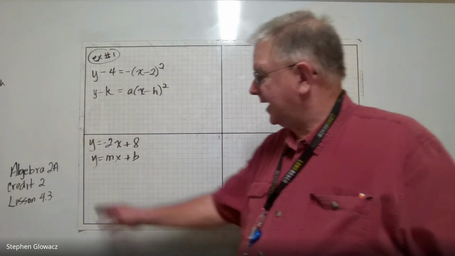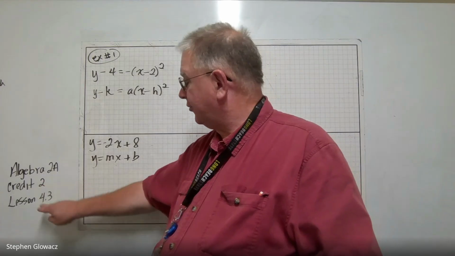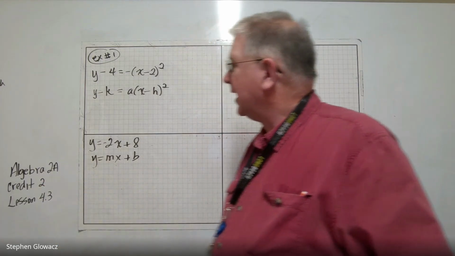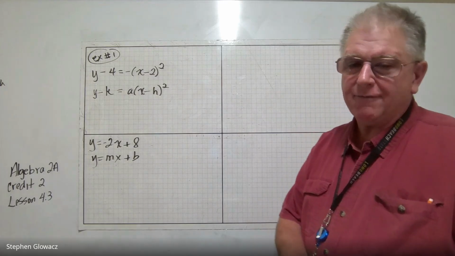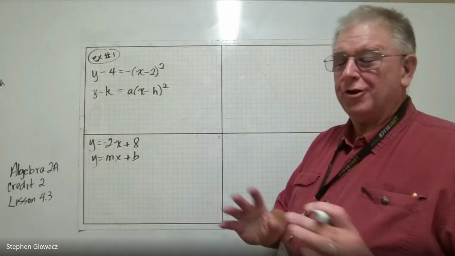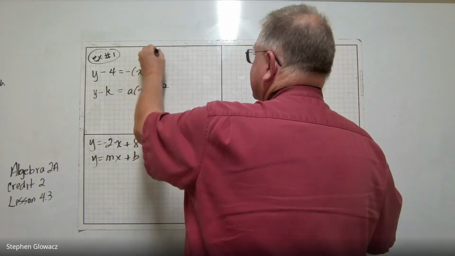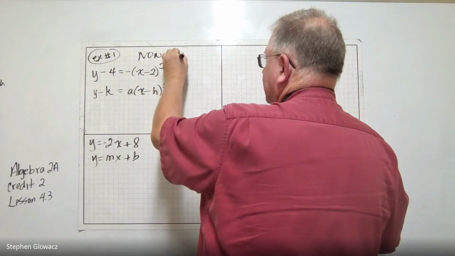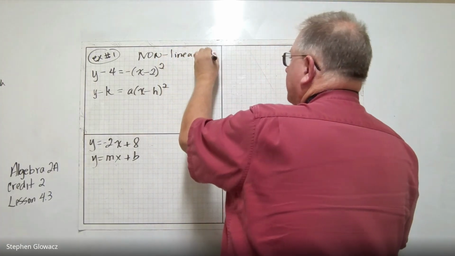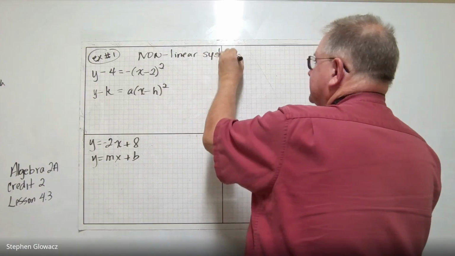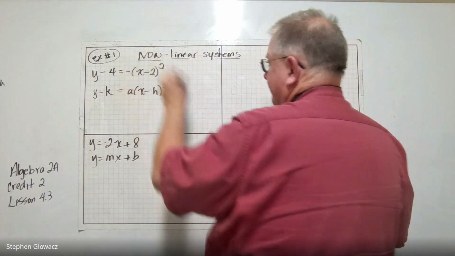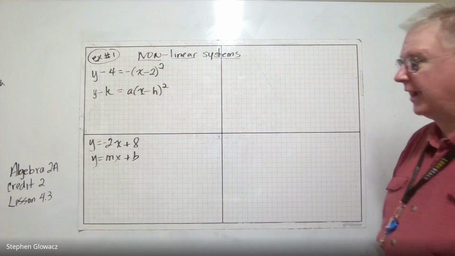These are the examples for Algebra 2A, Credit 2, Lesson 4.3. Lesson 4.3, we're going to be graphing and solving what we call nonlinear systems. Nonlinear systems means that at least one of our equations, could be both, but at least one of them, the graph of that equation will not be a straight line.